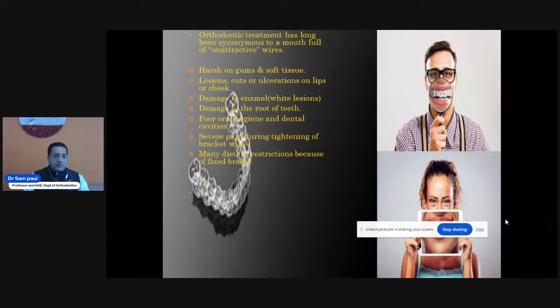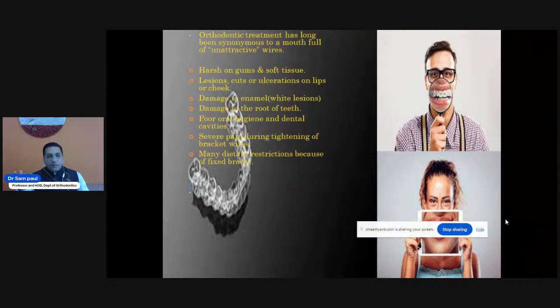Among the students, I am sure that many of you might have undergone orthodontic treatment, or maybe your family members or friends have, and you will be aware of the problems they used to find during the period of treatment. Many of them used to complain about harshness. It will be very painful. That's the first thing. Many of the patients complain of the pain and the discomfort, and maybe some cuts and ulcerations on the lips and the cheeks.